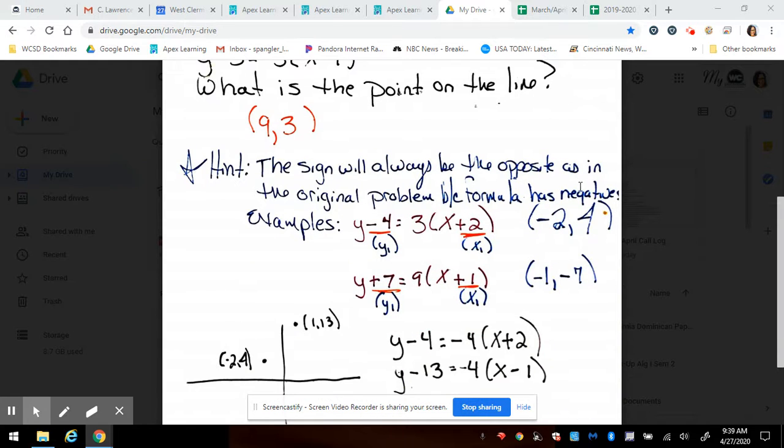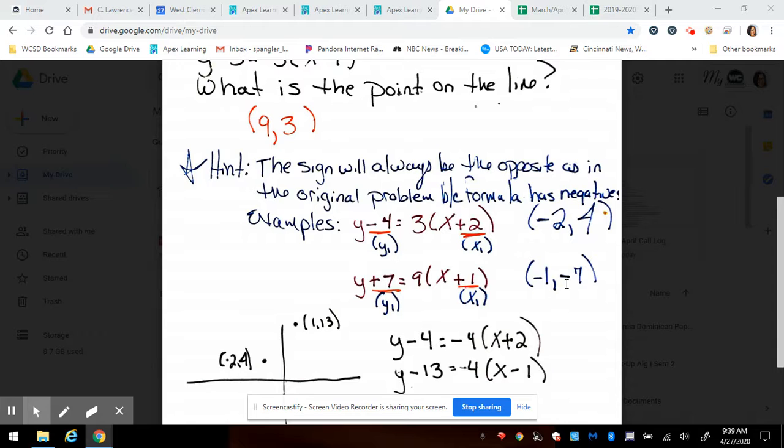So for example, if we have the point -2, 4, when we put it in, our x1 is going to be 2, y1 will turn into a -4. See how our signs change? -2 turns into a +2. 4 turns into a -4.